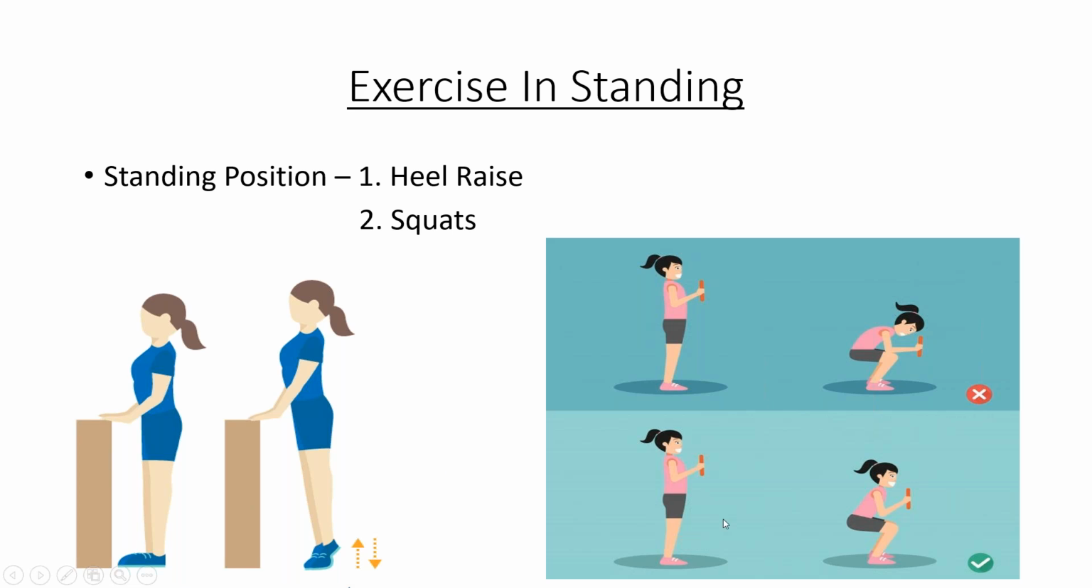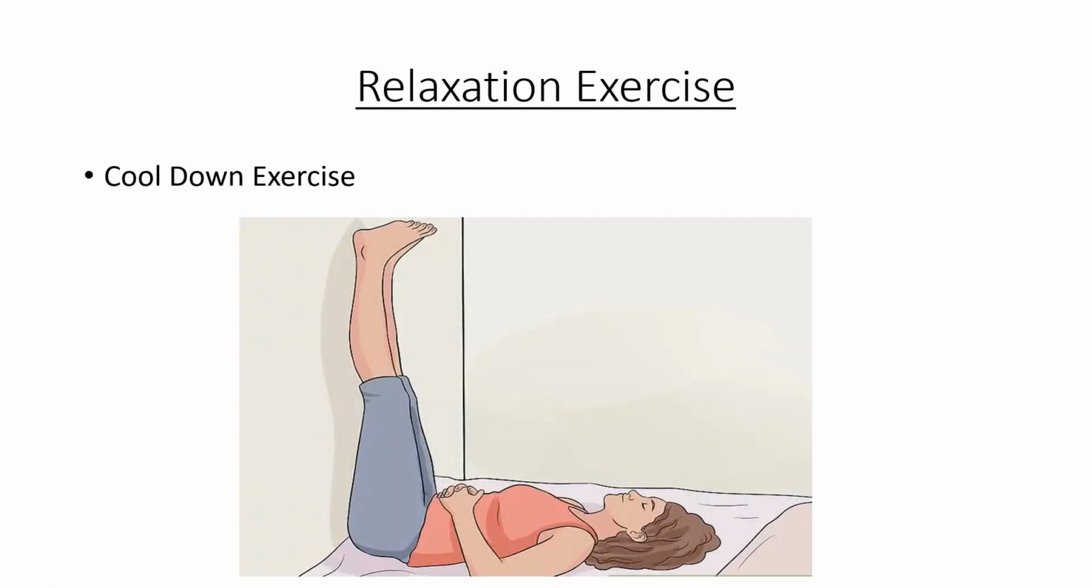Number 2 is squats, very important, very effective exercise. But the position in squatting is very important. You should not be slouching. Your back should be straight. Otherwise, you will unnecessarily welcome knee pain and back pain. So this is how you do squats, in which you are strengthening up your weakened muscles and weakened veins and valves. And last one is cool down exercise. It is again a relaxation exercise in which the position is same as the warm up exercise.